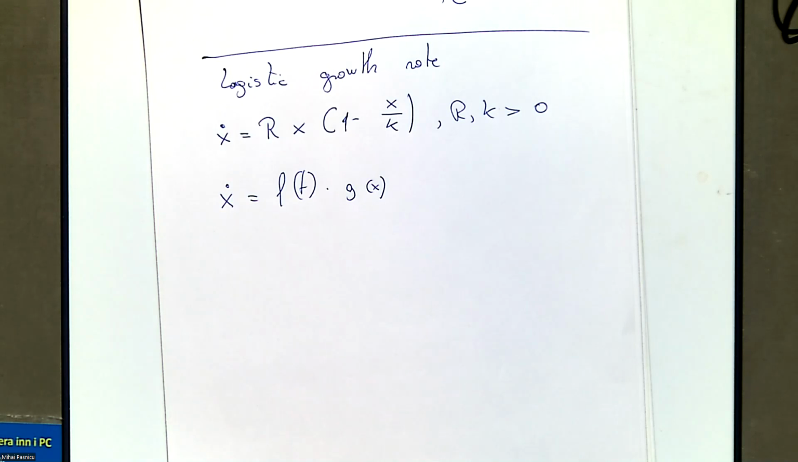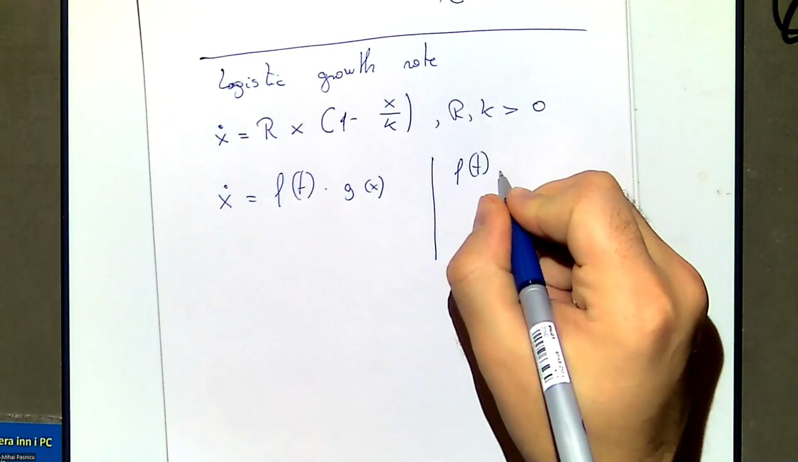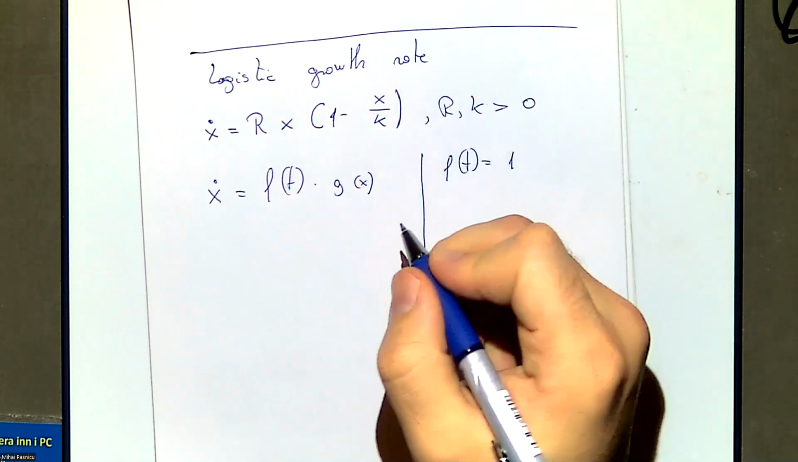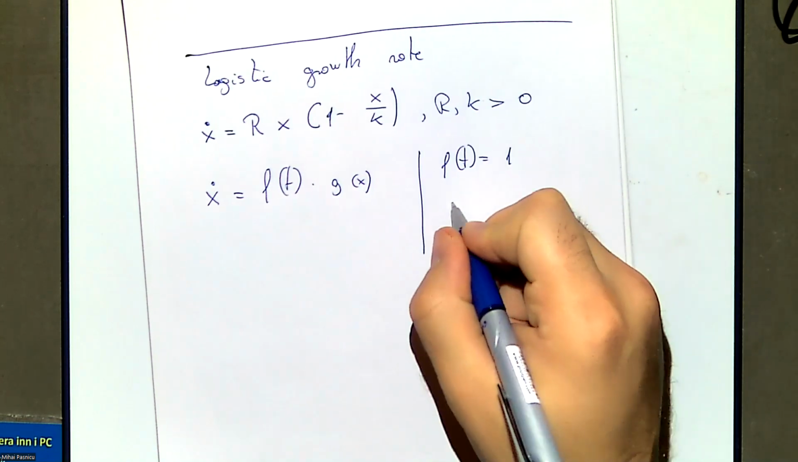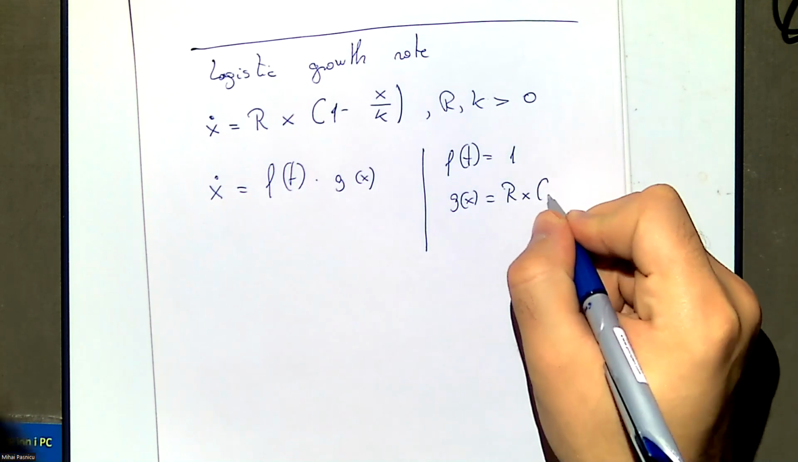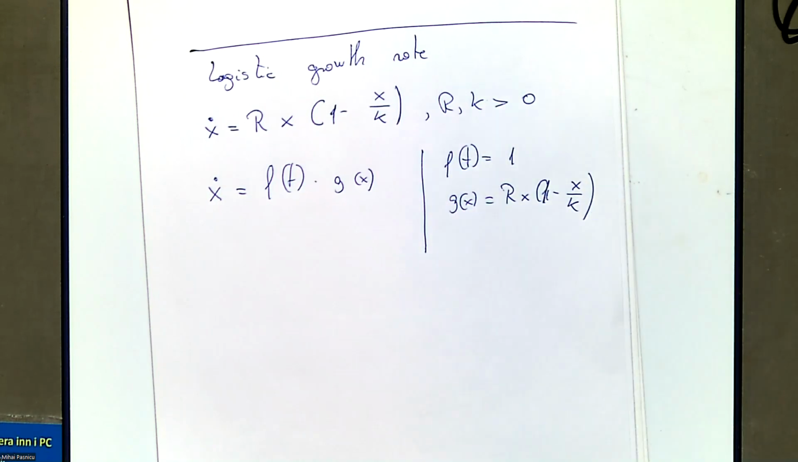So let's just see exactly what we're talking about. So f of t is equal to 1. There's no t there. And I'm just going to make g of x be equal literally to everything else. Okay.